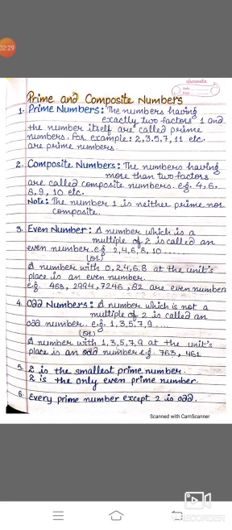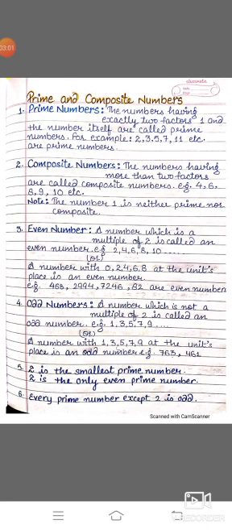Next definition is even number. A number which is a multiple of 2 is called an even number. For example, 2, 4, 6, 8, 10 and so on. Or we can say a number with 0, 2, 4, 6, 8 at the units place is an even number. For example, 468, 2994 are even numbers.